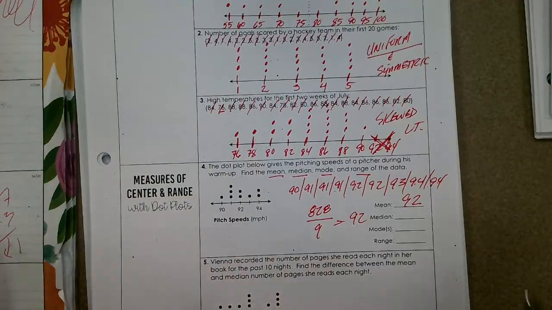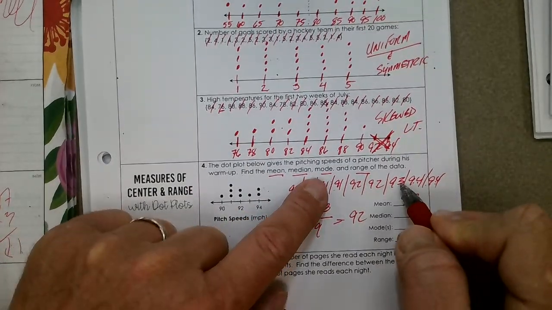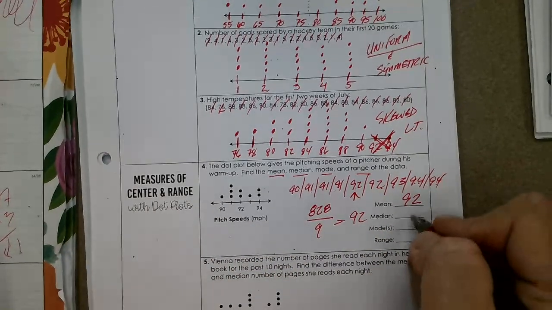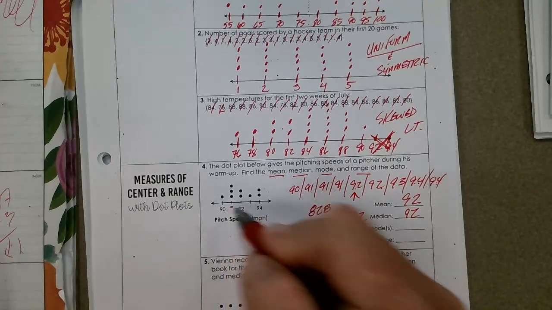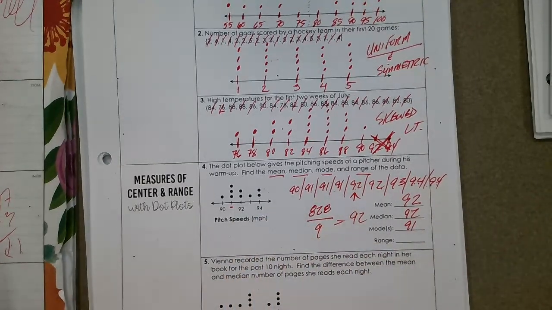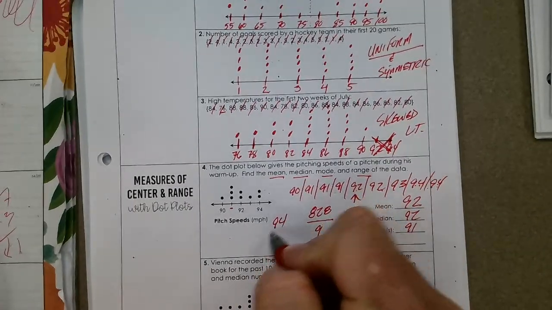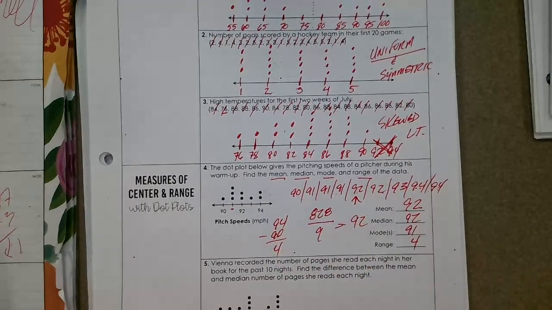Median. All right, so let's find that middle number. Bang. 93, 91, 92. There it is. 92. All right, mode. Which dot has the most? Well, clearly it's 91, right? Or which number has the most dots? Range, big minus small. 94 minus 90 is 4, and that is the range. Okay.